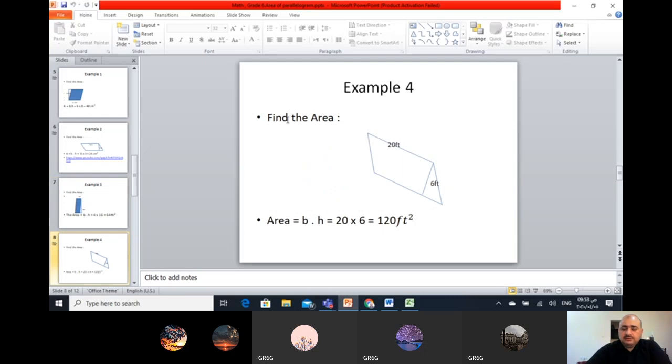Example 4, find the area. As you see here, we have a parallelogram. This is the base, 20 feet, and this is the height, 6 feet. So the first step, write the rule. Area equals base times height. The base equals 20 and the height equals 6. 20 times 6 will be 120 feet squared.